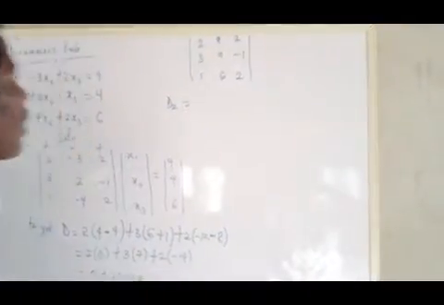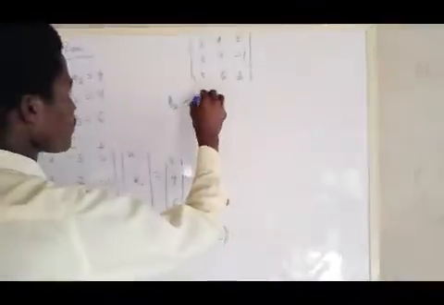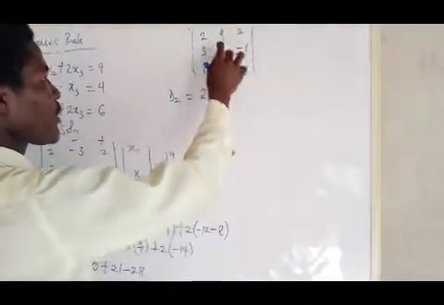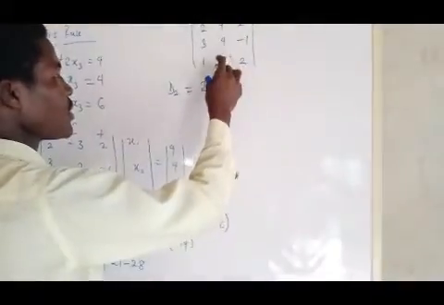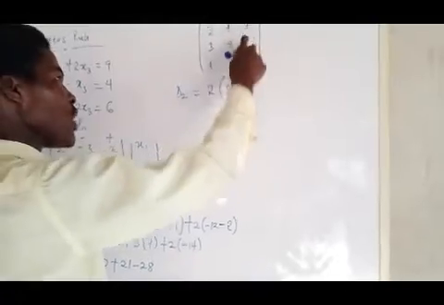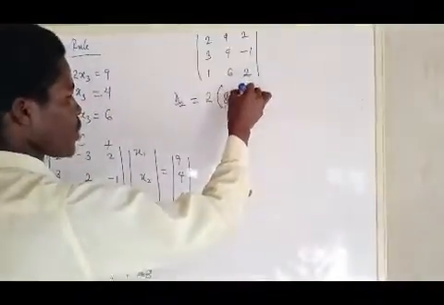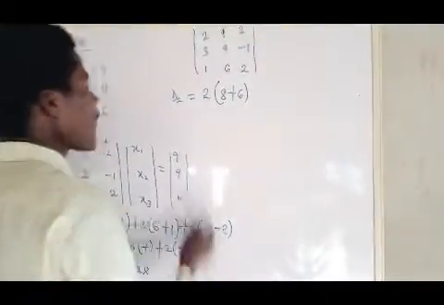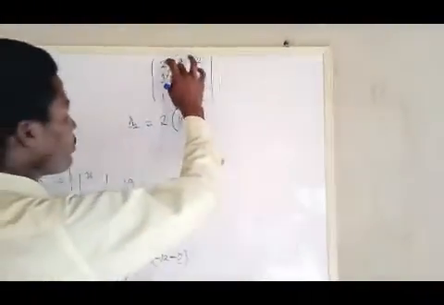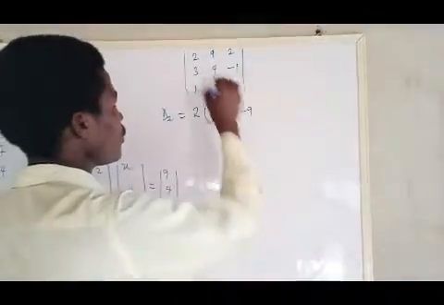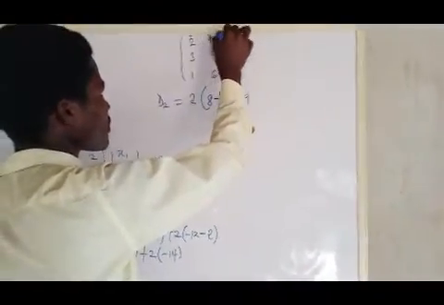So now what will that be? We'll have 2, open bracket, 4 times 2, which is what? 8. 6 times minus 1, which is minus 6, with the other minus in our determinant, that's plus 6. All right, then minus 9. Don't forget we have plus, minus, plus.